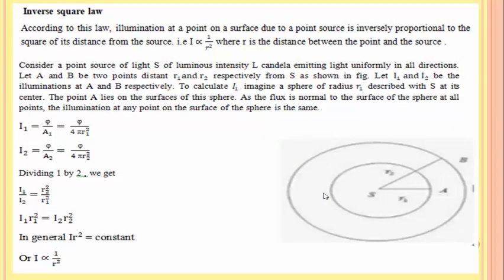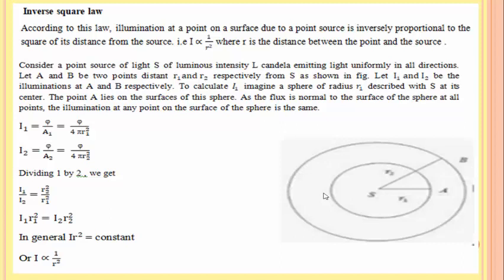The inverse square law. According to this law, illumination at a point on a surface due to a point source is inversely proportional to the square of its distance from the source. That is, I is proportional to 1 by r square, where r is the distance between the point and the source.